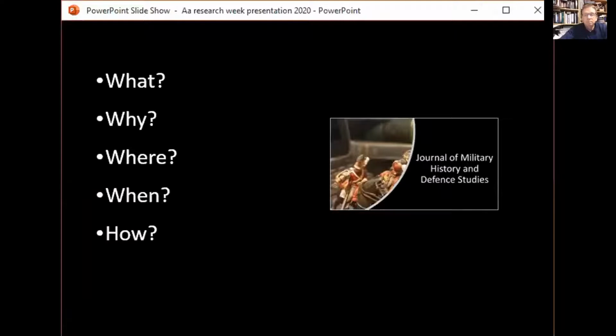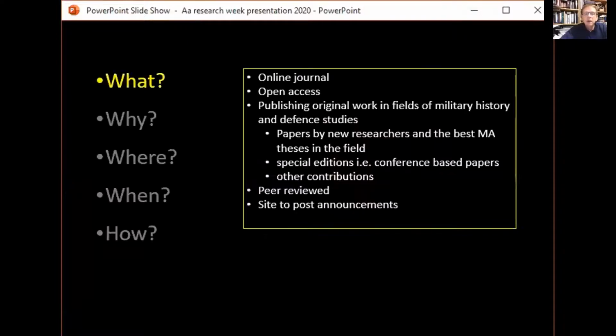So, simple structure: what, why, where, when, and how. Just as a sort of guide to anybody that might be thinking about doing this for themselves. In terms of the what, it's simple enough. It's an online academic journal, open access, and the reason for open access is obvious enough. It's to enhance accessibility and to do so without a paywall.